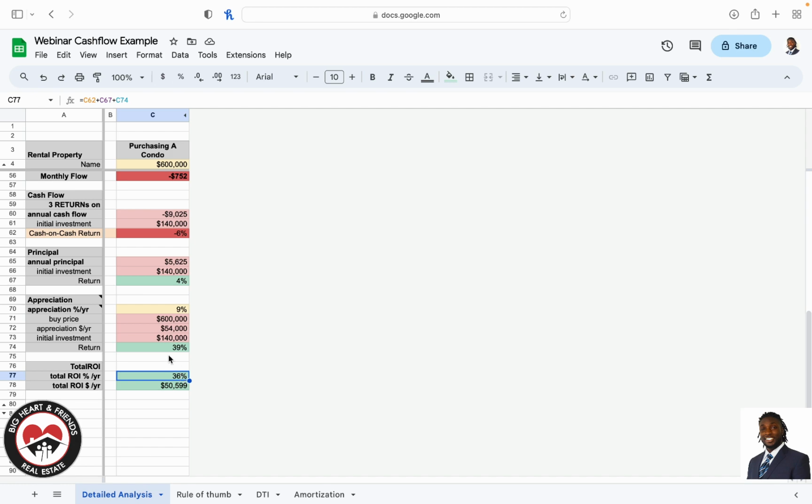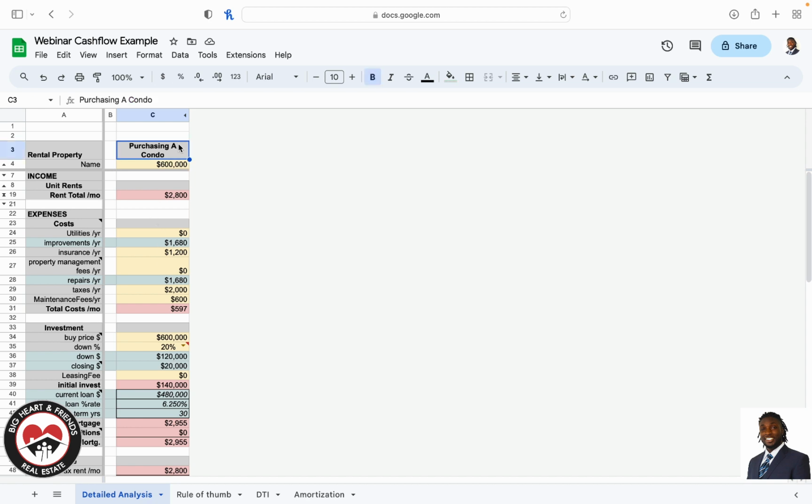In the next video, we're going to walk through the same example, we're going to walk through a single family home rather than a condo purchase and see the difference in numbers.